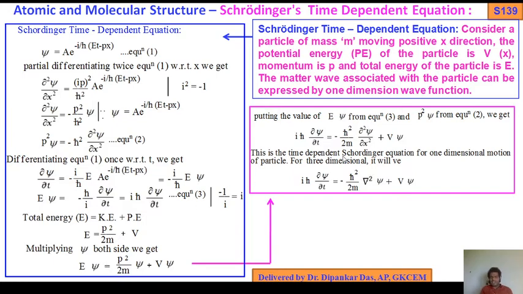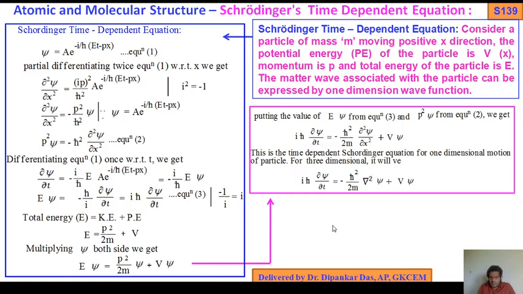So now this is the time dependent Schrodinger equation for one dimensional motion of a particle. For three dimensions, it is i h bar del psi by del t equals to minus h bar square by twice m, where instead of del square psi by del x square we write capital delta square psi. This is the Laplacian operator, plus V psi.